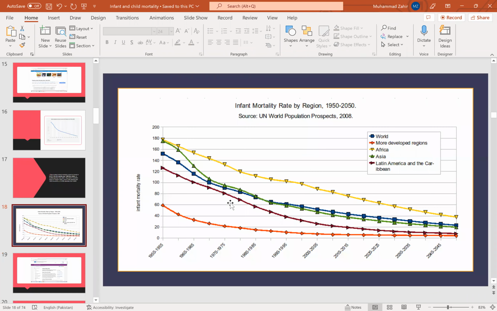Again, if we see this graph, these are the years and this is the number. It is the infant mortality rate by region. The world is the navy blue. You can see it is declining, and green is shown for Asia. So it started like this and it is declining, and hopefully by 2040 to 2045 it will be still lower.